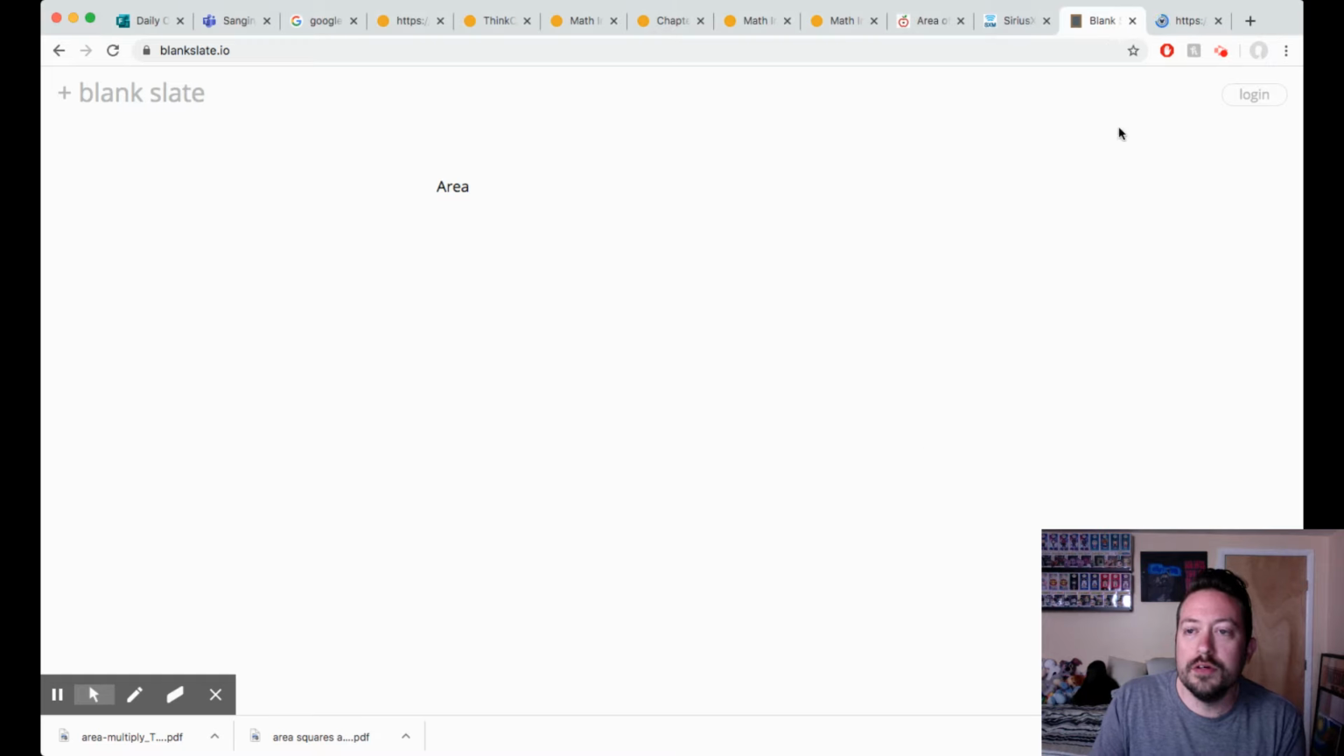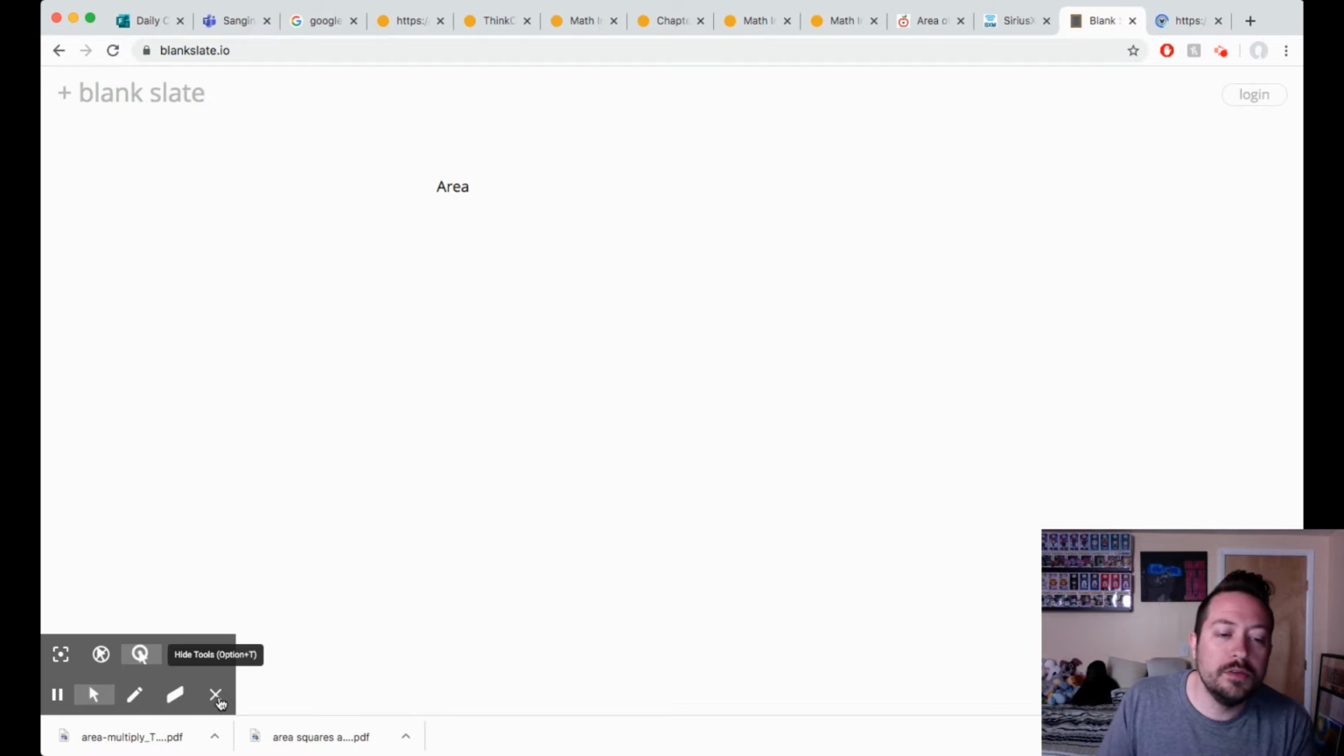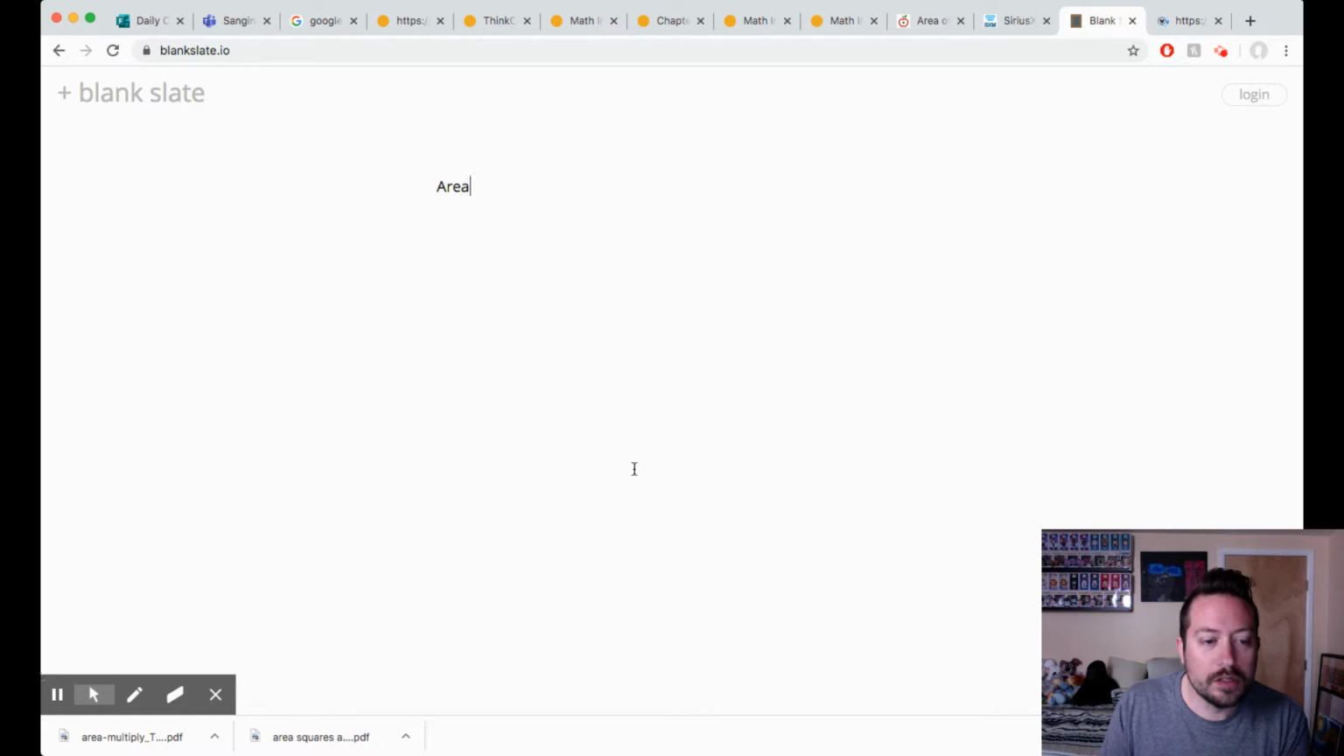Hello there. So I just wanted to now continue the lesson from yesterday. I know we talked a lot about area and just counting squares. It was sort of an introduction to the topic. And remember, area is the amount of space that takes up within the side of the object.